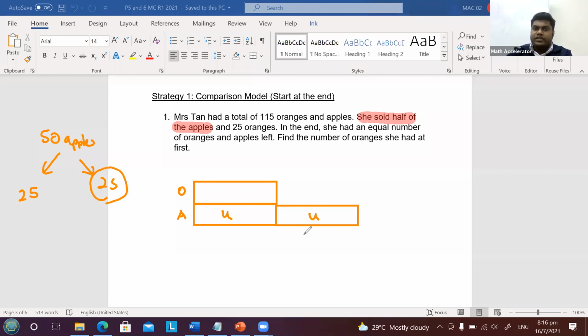Okay. So same goes for oranges now. Now oranges, this person sold what? 25, right? Which means at first she had 25 more. So just add the 25. Okay, now I want you to annotate the total.